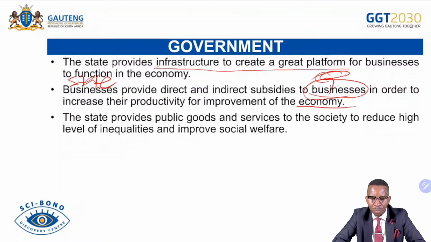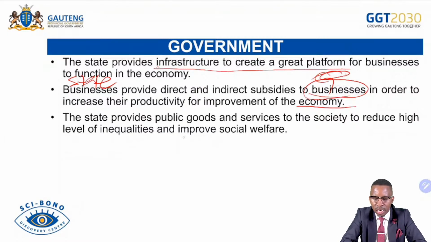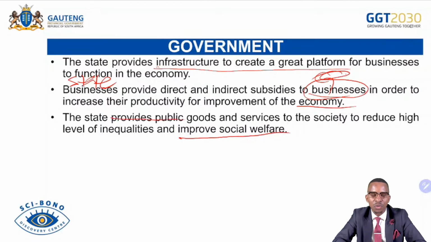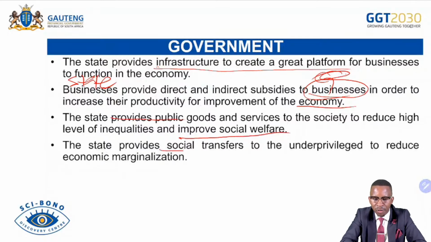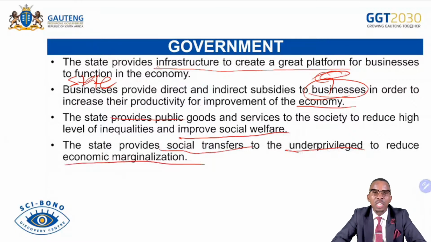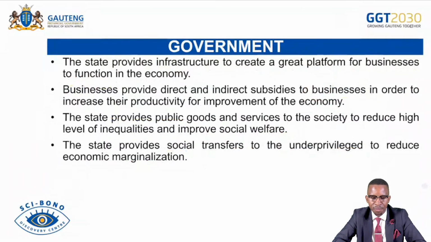The state provides public goods and services to the society to reduce high level of inequalities and improve social welfare. So the government also intervene by providing public goods and services to the entire society so that there will be improvement of the social welfare or the standard of living in the societies. The state provides social transfers to the underprivileged. We know that the state make the provision of social transfers to the underprivileged or to the marginalized people so that they will be able to afford the basic living within the country.